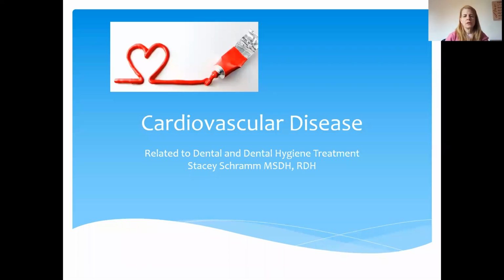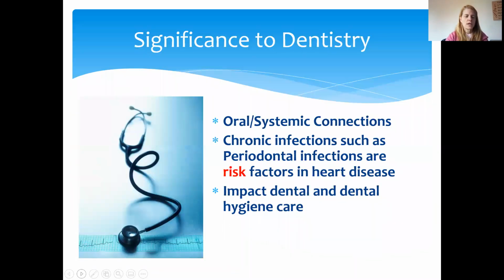I'm going to be talking about cardiovascular disease and how it is related to dental and dental hygiene treatment. We know that there is an oral systemic connection. Chronic infections such as periodontitis are risk factors for coronary vascular disease and stroke.